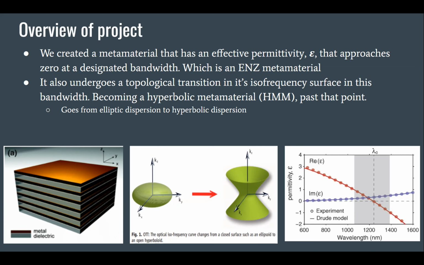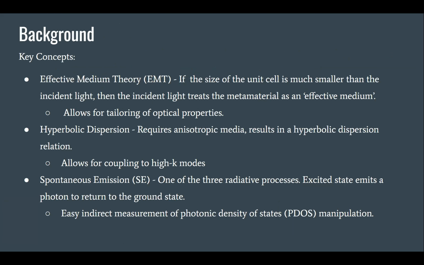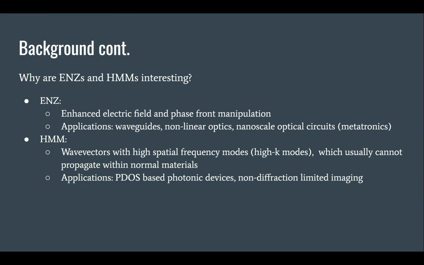And so the incident light would see this as an effective medium, creating all sorts of arbitrary optical properties that are extremely tunable to whatever you need, and has drawn a lot of attention over the years, with the ability to do this in the optical regime really kicking off now. So some key concepts: the whole thing that metamaterials hinge on is the effective medium theory, which shows that there is an effective medium when you have a small enough unit cell size.